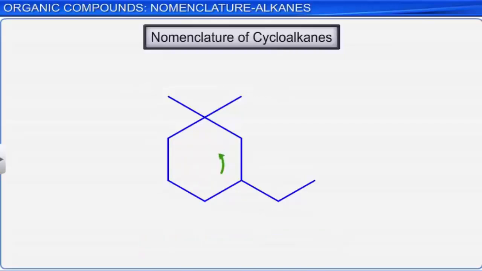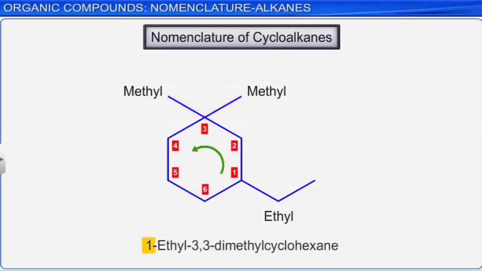If the compound is numbered from left to right, then 2 methyl groups are attached at the 3rd position. This means that the more branching is at the 3rd carbon atom, and the name of the compound would be 1-ethyl-3,3-dimethyl cyclohexane. This is incorrect.